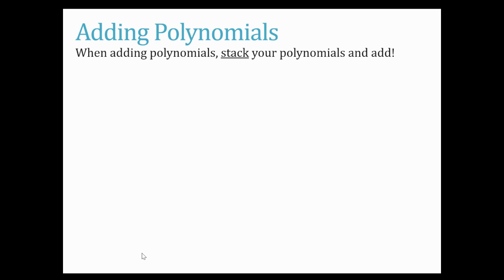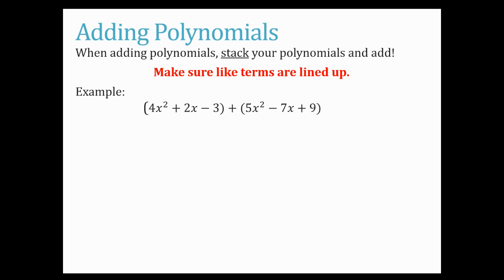When adding polynomials, you're going to stack the polynomials and add. You have to make sure that your like terms are lined up. And remember, when we add polynomials, we only add the numbers in front, the coefficients. We do not add the exponents. So let's take a look at an example.